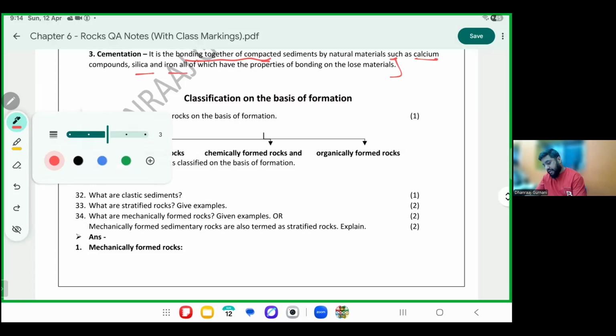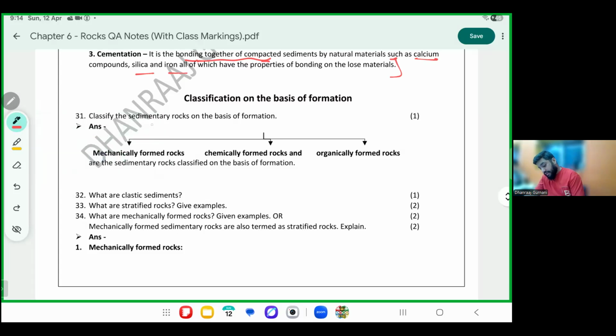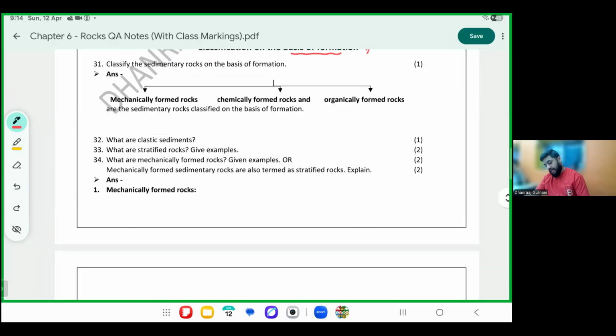Please mark classification of sedimentary rocks on the basis of what? Formation. On the basis of formation. On the basis of formation becomes a very important concept to know. There are three types: mechanical, chemical, and organically formed rocks.